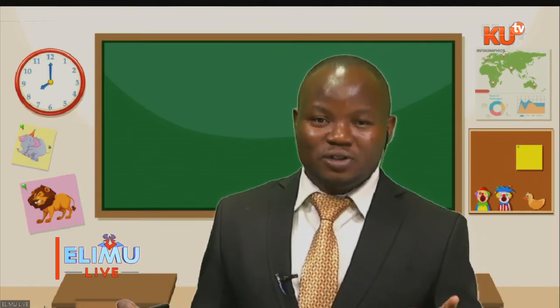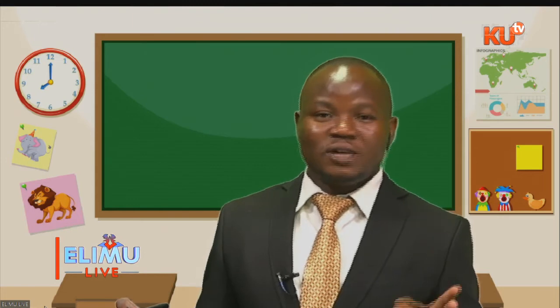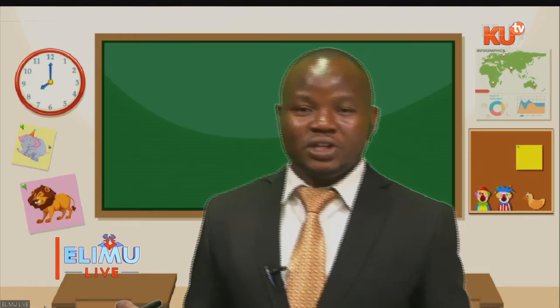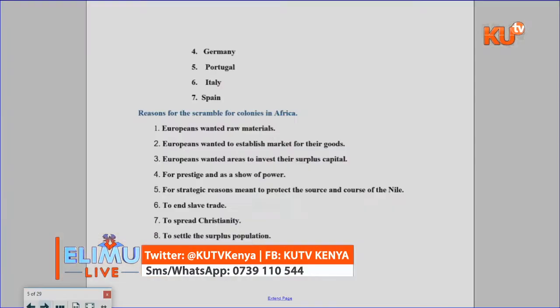Then Ethiopia was not colonized. Why? Because of a strong leader called Menelik II, who fought the Battle of Adowa, in which a European nation was defeated, the Italians. That is the summary of what you are going to discuss in detail.